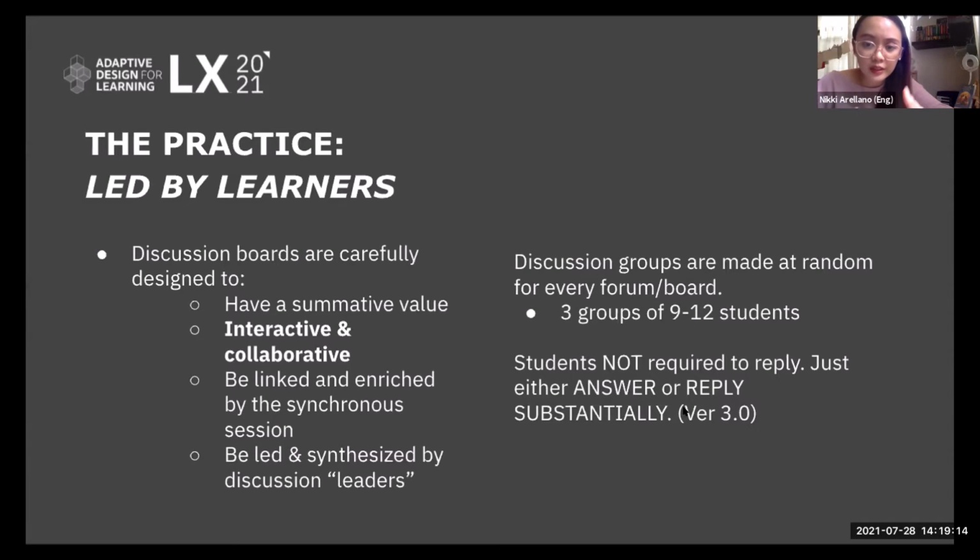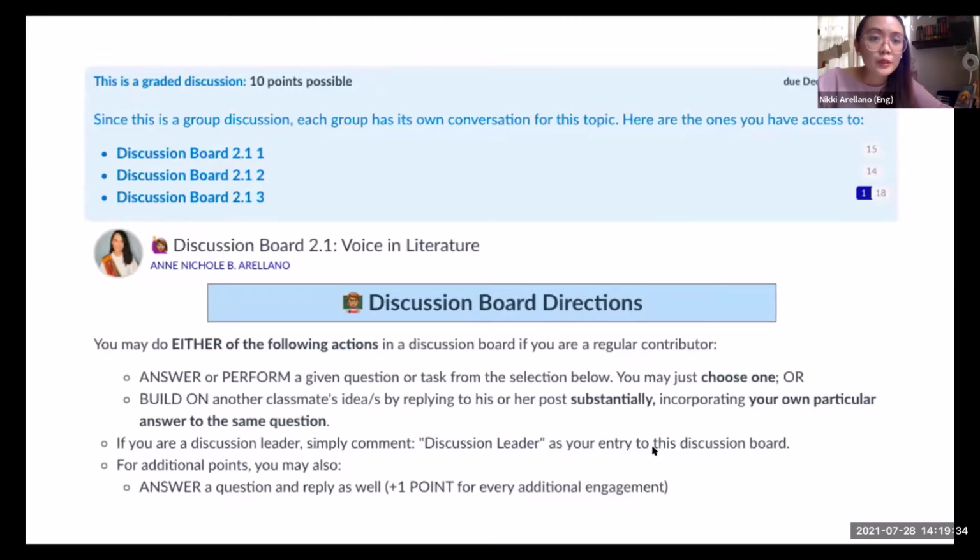So what I did with the refined version is that students are not required to reply, but their only options are 2. They can answer a question, any question from the options, or they can just reply to someone substantially. I'll show you an example of this. But so here's what I was talking about.